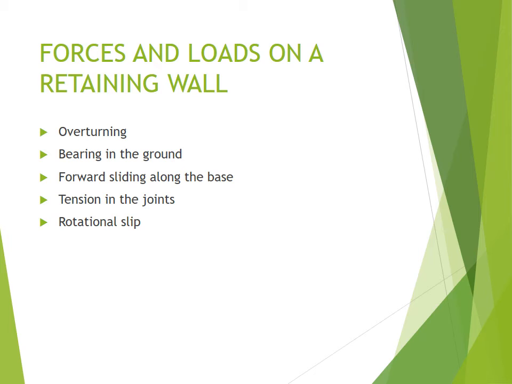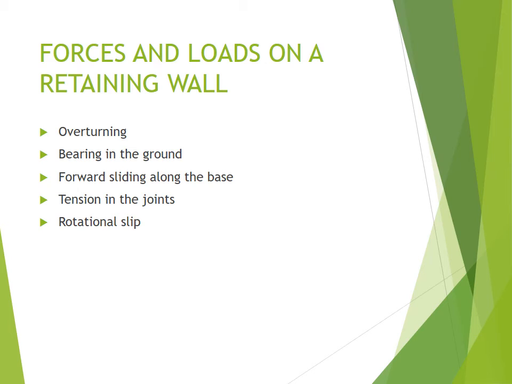So we start by looking at overturning of the retaining wall. You find that the wall will overturn by rotating about some point near the toe. If the overturning moment of the lateral force, which is anticlockwise, is greater than the stabilizing moment of the weight of the wall, clockwise, then the wall overturns. So you find that there are two moments, and if one is greater than the other, the wall overturns. Then we look at bearing on the ground.